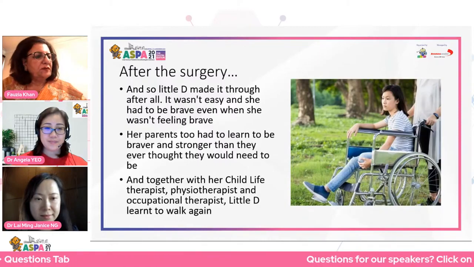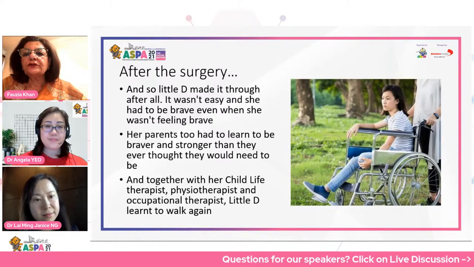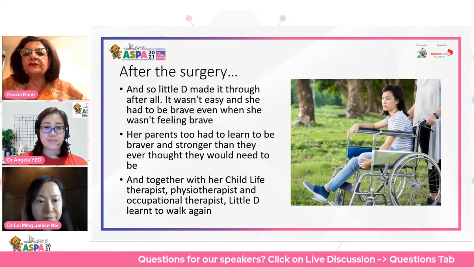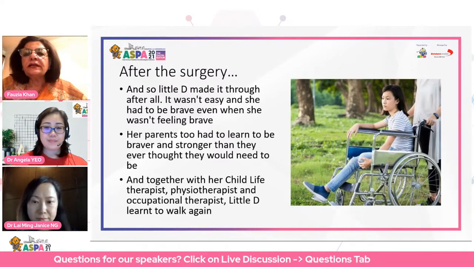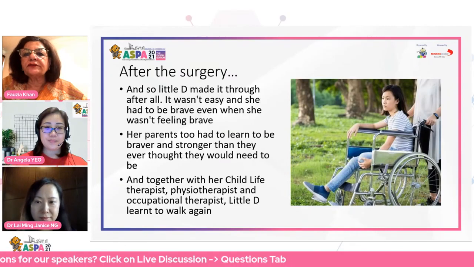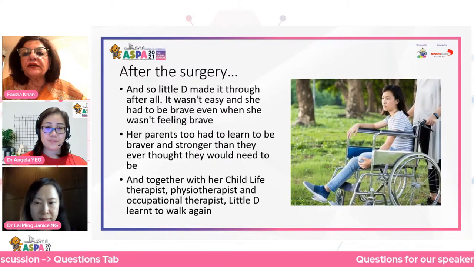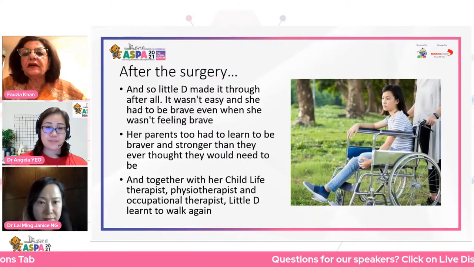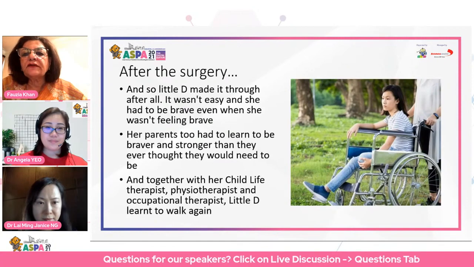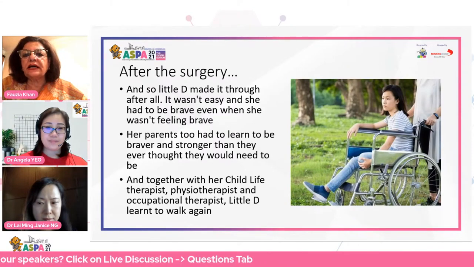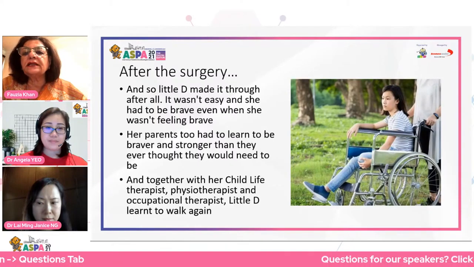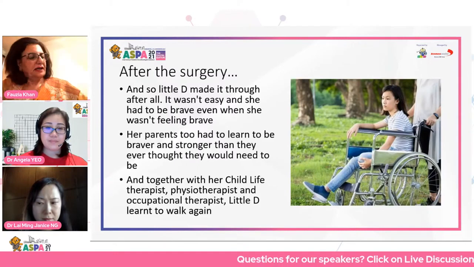Okay, we move on to the story after the surgery. And so little D made it through after all. It wasn't easy, and she had to be brave even when she wasn't feeling brave. Her parents too had to learn to be braver and stronger than they ever thought they would need to be. And together with her child life therapist, physiotherapist, and occupational therapist, little D learned to walk again.